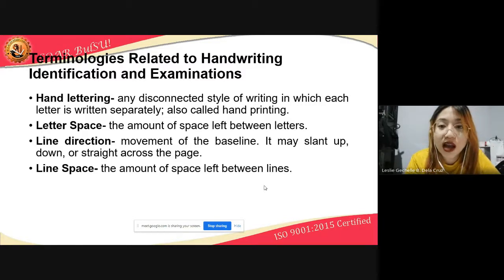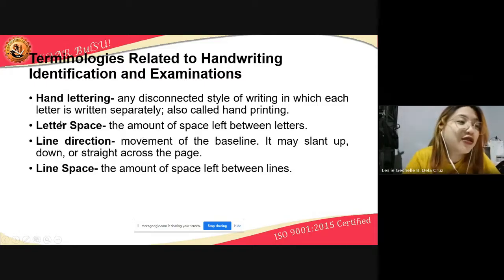When you actually write in script form, kung ganito ang sulat mo, katulad ng font na ito, that's hand lettering. Okay? Letter space, the amount of space left between letters. Obvious naman kung ano yan. So, kunyari, itong letter space, yung space between L and E and T, the space between T and T, the space between T and E, and the space between E and R. Itong mga to, that's called your letter space.